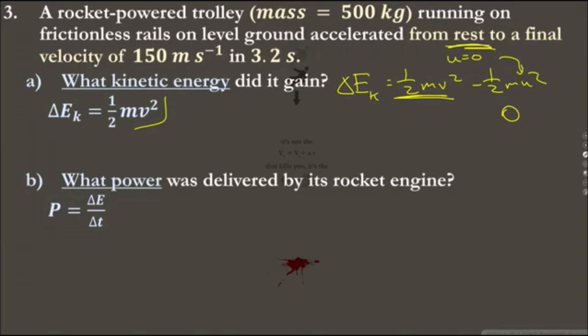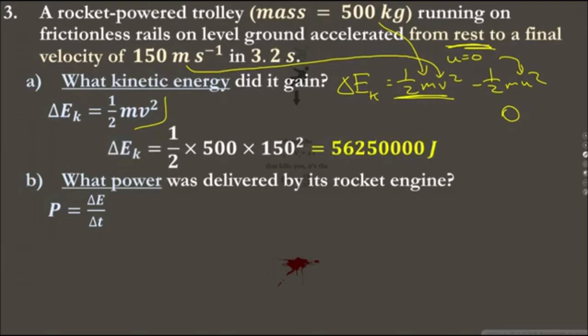The mass in this case is 500. The final velocity is 150. So I substitute that in, and I get this value here. That's the amount of energy of this trolley as it goes from rest, from u equals 0, over 3.2 seconds, to 150 meters per second at the end here. So that's quite a lot of energy being used up there.